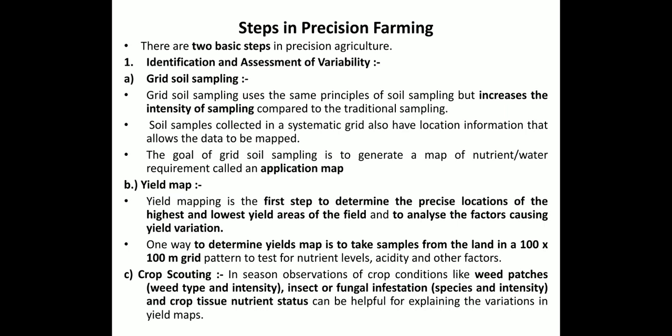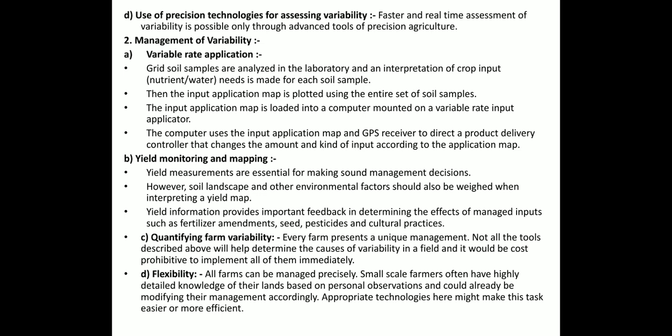The third step is crop scouting. In crop scouting, there are observations of the field for pest infestation, disease infestation, or weed growth, and the intensity of these weeds will be evaluated with the help of scouting. These are the major three steps included in the identification and assessment of variability. Then also the use of precision technologies for assessing the variability. Faster and real-time assessment of the variability is possible only through advanced tools.